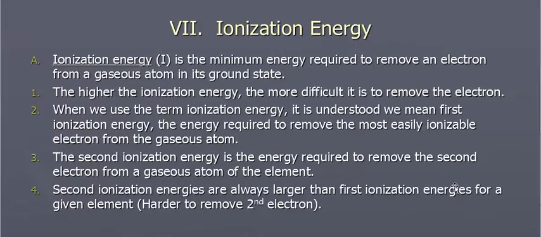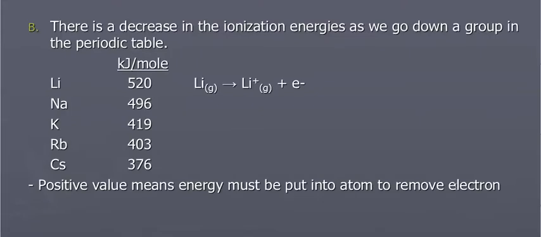Ionization energy is the energy required to remove an electron. The higher the ionization energy, the more difficult it is to remove that electron. When we say ionization energy, we are referring to the removal of the first electron. There's also a second ionization energy, but we're comparing first ionization energy trends.